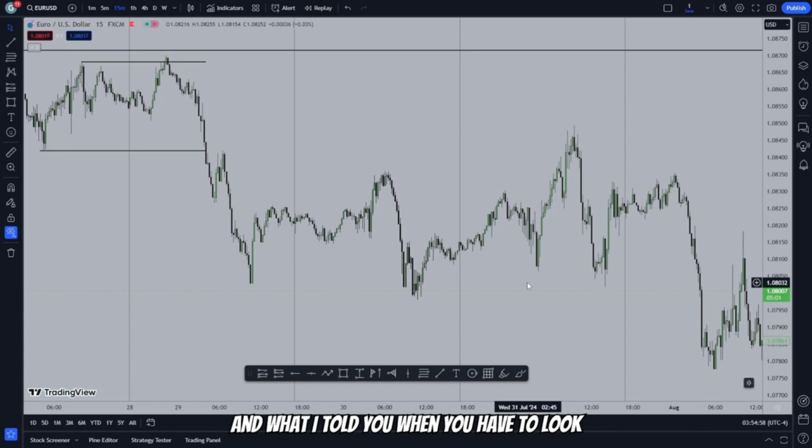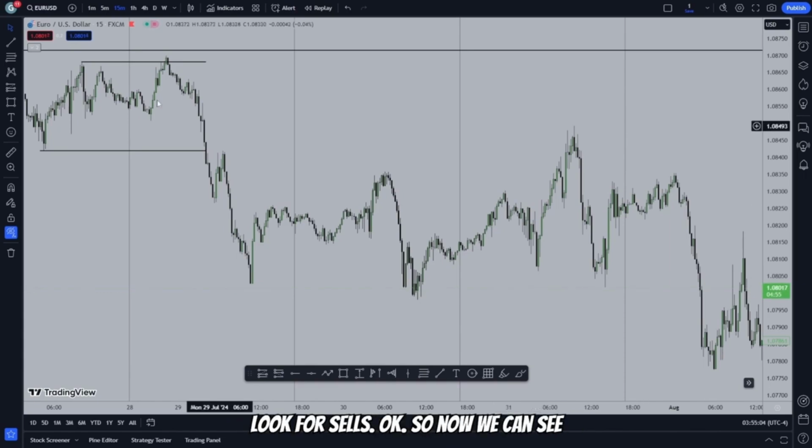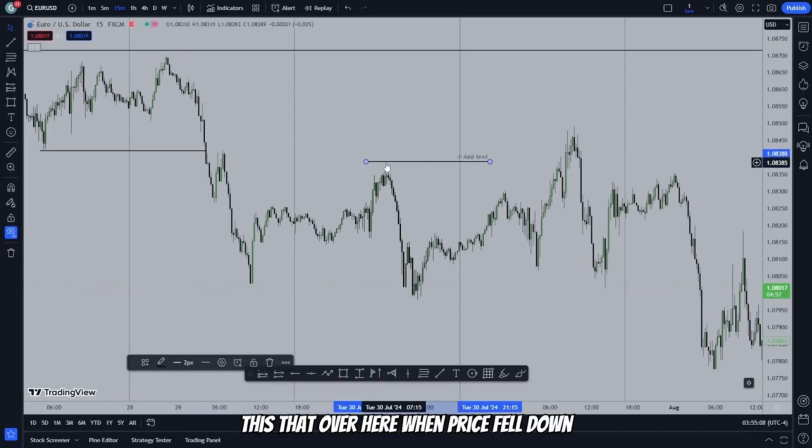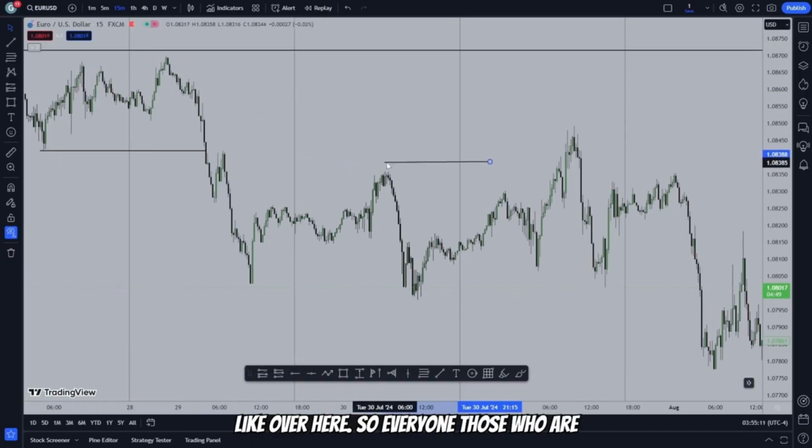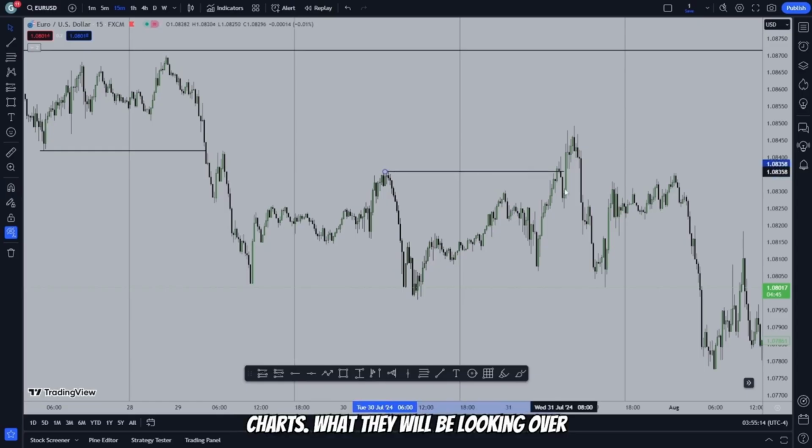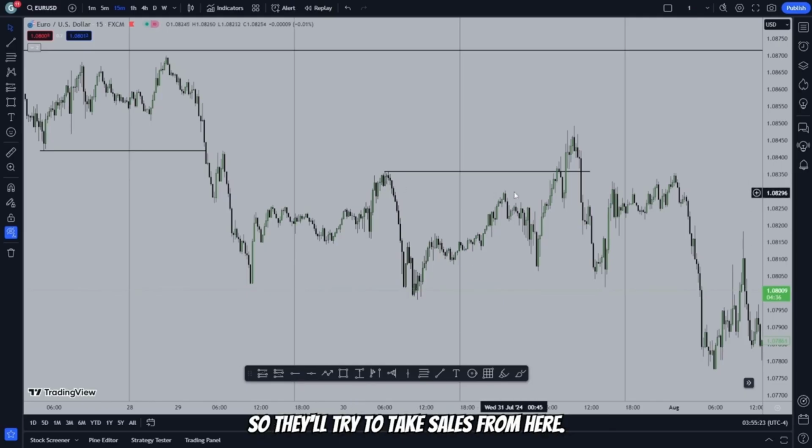And what I told you: when you have to look for sells, when price will go up and take the buy side liquidity, then only we'll look for sells. Now we can see that over here when price fell down, everyone who is trading and looking at the charts will be thinking that this is a supply zone, right? So if this is a supply zone, they'll try to take sells from here. You can see the movement.